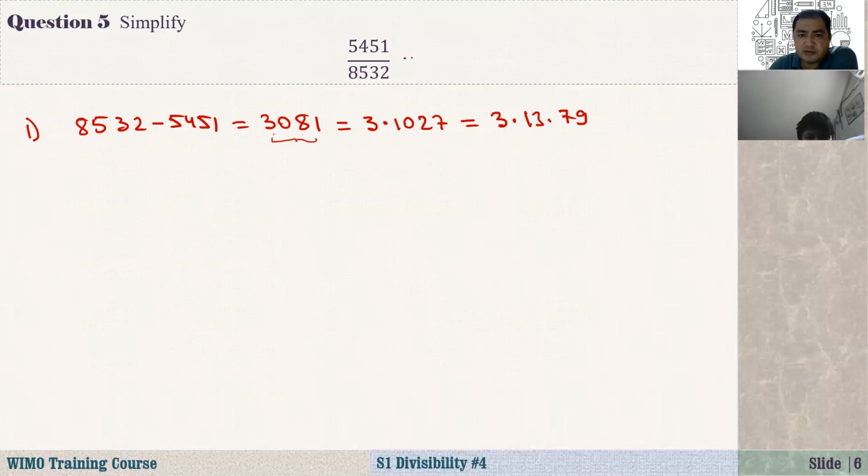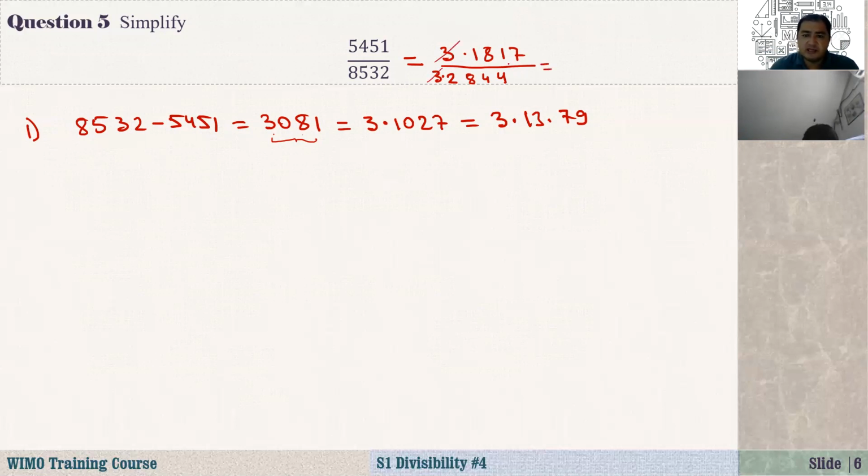Okay, so let me just write them. 5451, if you divide by 3, it is 1817. 24 divided by 3 is 8, and 5 is 1, 21 is 7. Over, if you divide 8532 by 3, it is 2844. 25 is 8, 13 is 4, and 12 is 4. Here we have 3 times 1817 over 3 times 2844. So now this 3, it is gone, right?